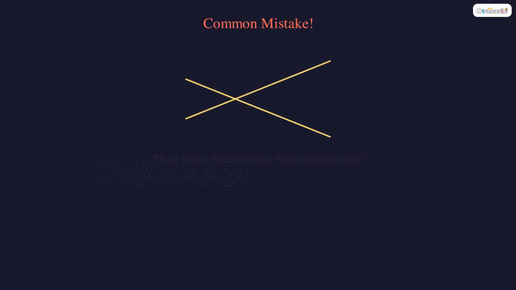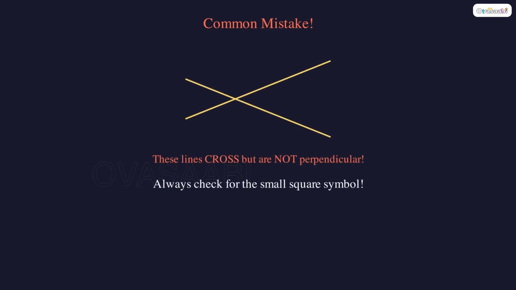Many students get this wrong. Two lines that simply cross are not perpendicular unless they meet at exactly 90 degrees. Always check for the small square symbol.